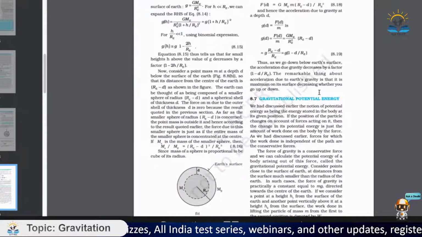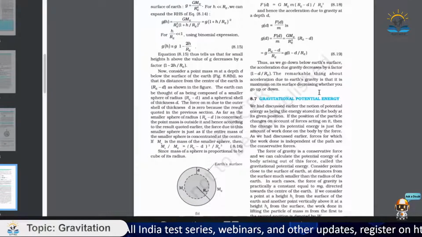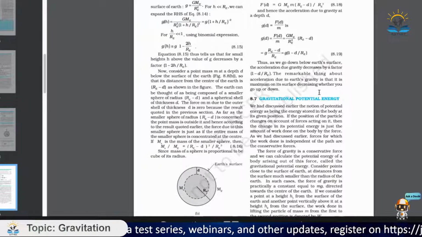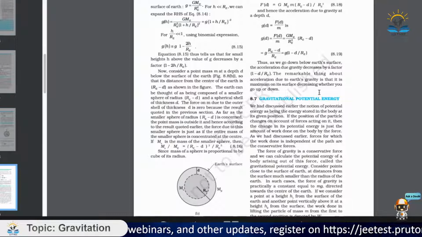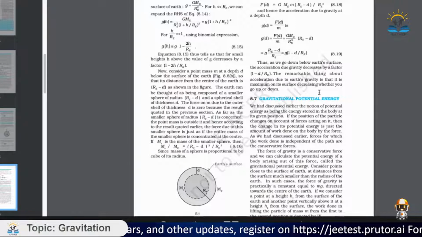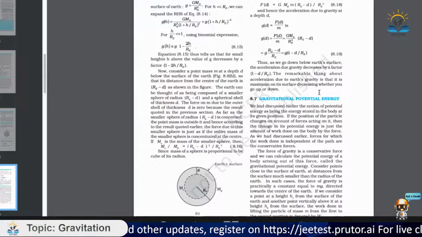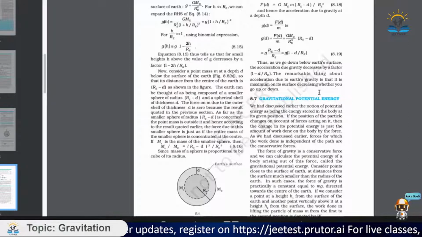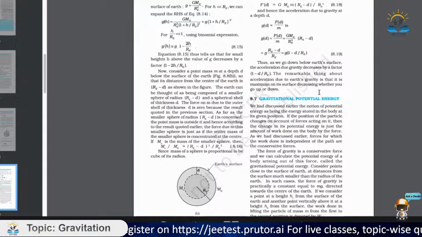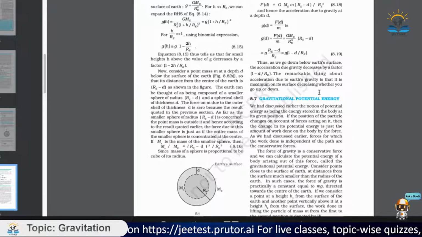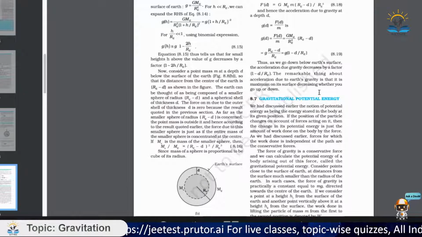So we can learn that if a body is at a height h above the Earth's surface, the acceleration due to gravity is multiplied by a factor of 1 minus 2h upon Re. And if the same body is at a distance d below the Earth's surface, the acceleration due to gravity becomes 1 minus d by Re times the acceleration due to gravity on the Earth's surface.